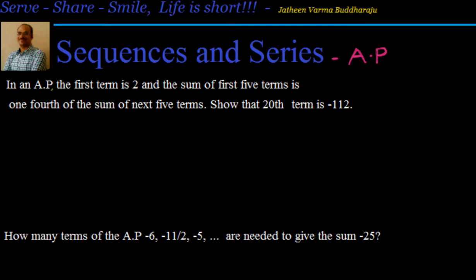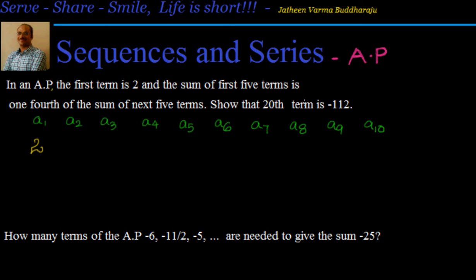That means, let me write how we will have the arithmetic progression. We will have A1, A2, A3, A4. How many do we have in total? First 5, then next 5. So I'll go up to A10. Okay, right. Now we know A1 is nothing but equal to 2.